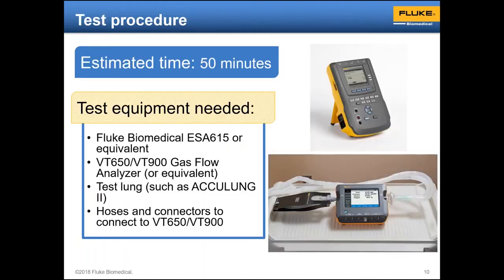So to do the testing, we will want for sure the electrical safety analyzer. And again, we're going to talk about and show you the ESA 615 electrical safety analyzer. We do have other electrical safety analyzers that could also be used. And when you do the rest of the testing beyond just the electrical safety test, you will need some sort of ventilator test or gas flow analyzer. In our case, we would direct you to the VT650 or VT900A.